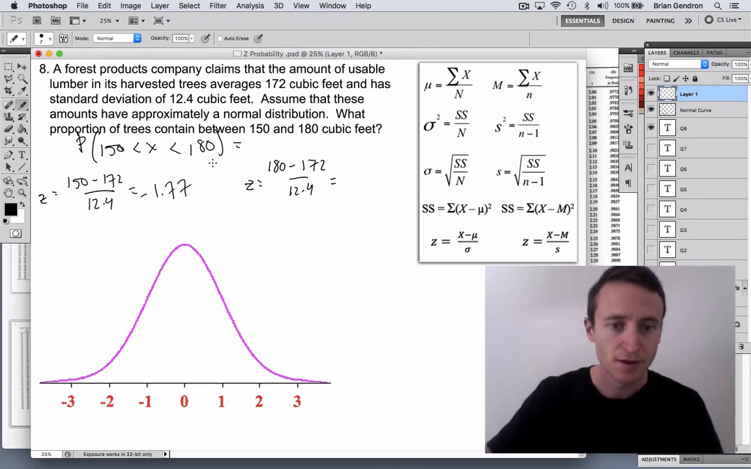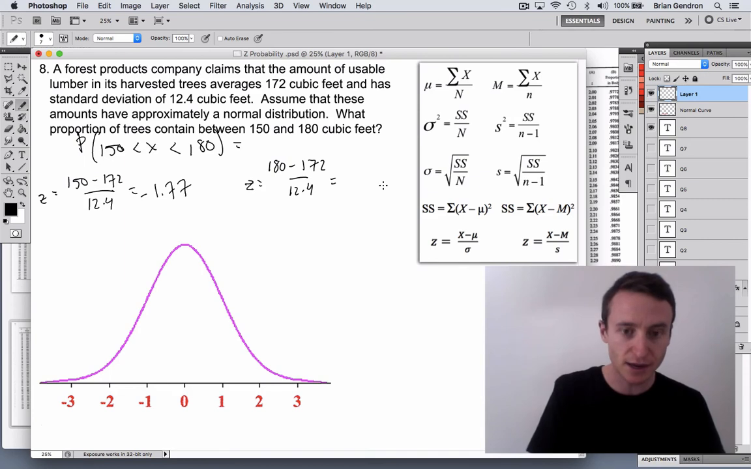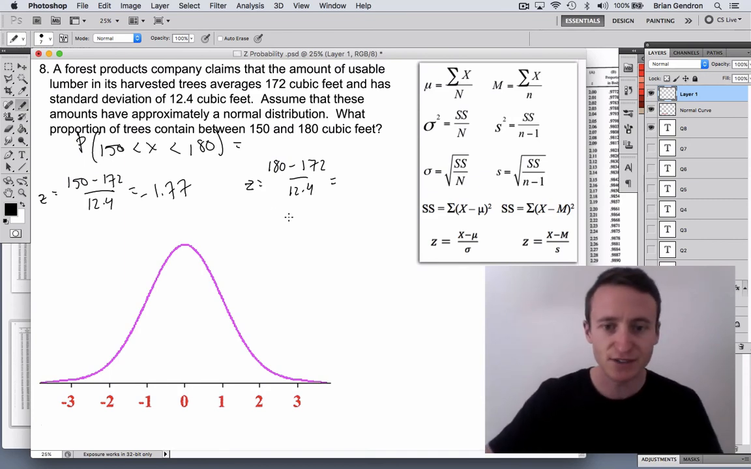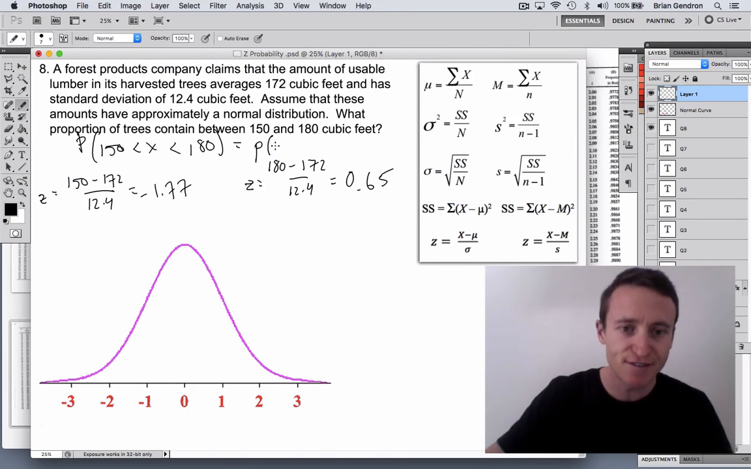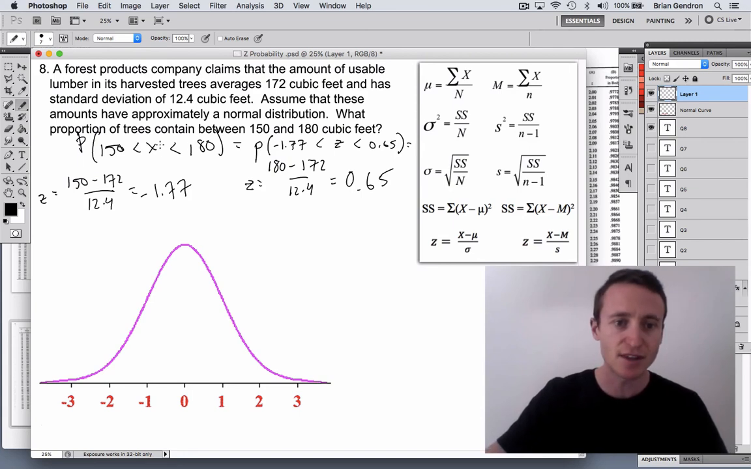Sounds familiar to an earlier problem. And then the second one, we get 0.65. Always round to the second decimal place. So now, you could almost think of this question as rewritten in terms of standard scores like this. What proportion of z values is between negative 1.77 and 0.65? These are the exact same thing. It's just that over here on the left, this is in terms of x, the cubic feet of a tree. Over here, this is just standard scores, z-scores.